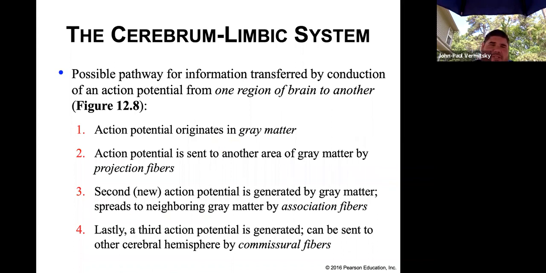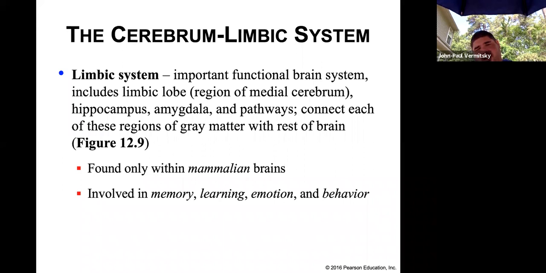The cerebrum and limbic system: possible pathways for information transferred by conduction of action potentials from one region of the brain to another. Action potentials will originate in the gray matter. An action potential is sent to another area of gray matter by projection fibers. A second, new action potential is generated by the gray matter and spreads to neighboring gray matter by association fibers. And lastly, a third action potential is generated and can be sent to the other cerebral hemisphere by commissural fibers. So that's all communication within the brain itself.